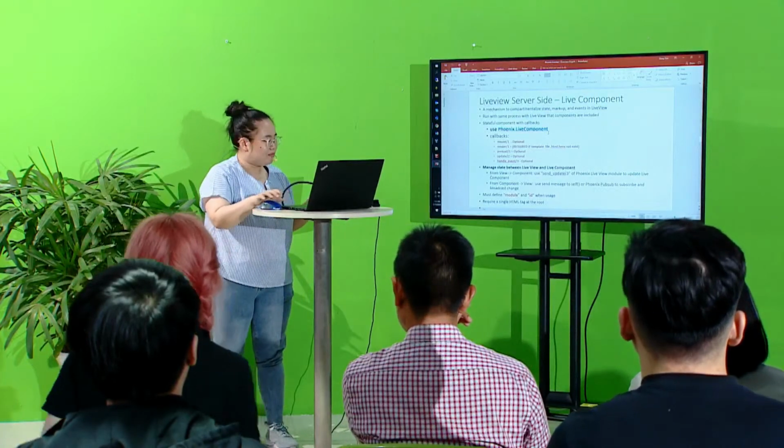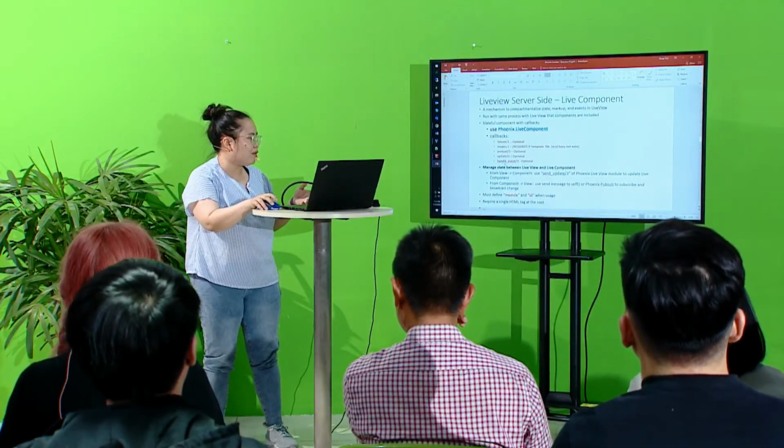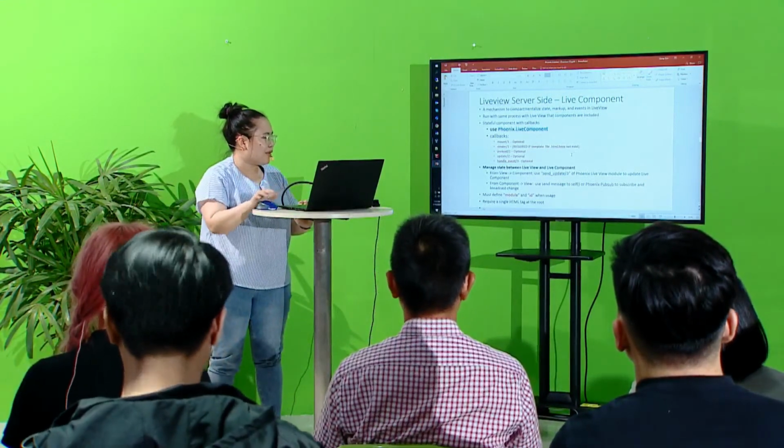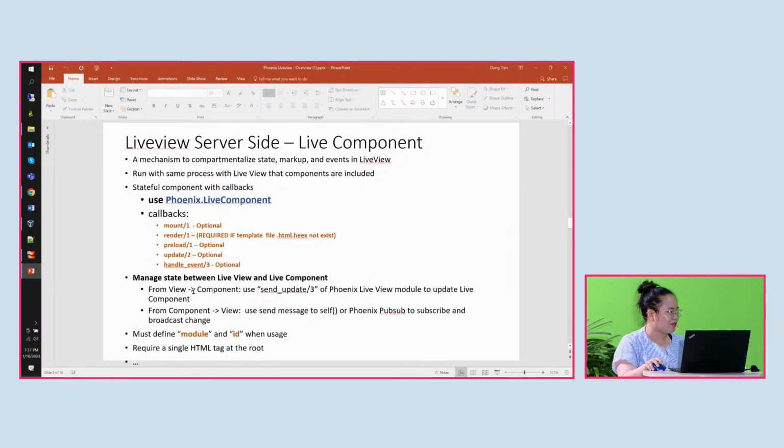Next I will talk about the state when we manage between the live view and live components. So we have two directions, like from view to component. For example, when we change the view, how do we notify the components that they need to update? So we use the send update function because the live component and live view go with the same process. So it means we can use the PID, the current process ID, to send a message to itself from the components.